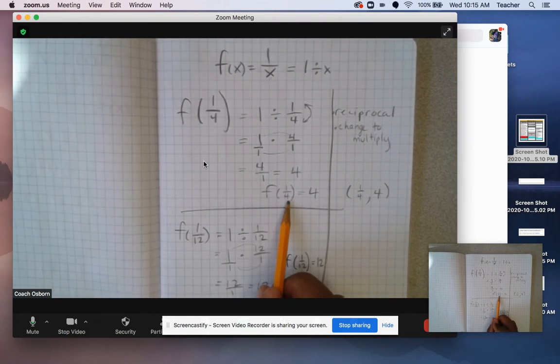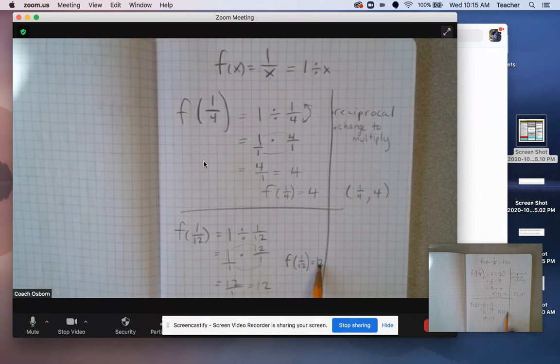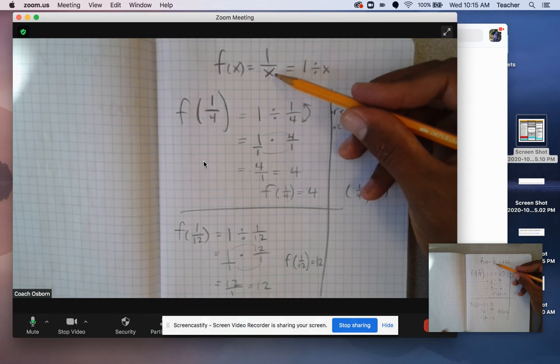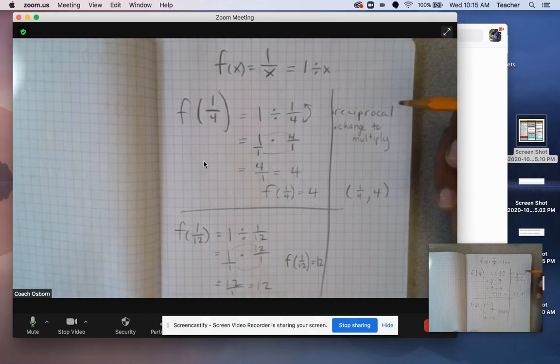Now notice, look at the input here. It was 1 over 4, then it's 4. 1 over 12, then it's 12. So this is called a reciprocal function, because when you plug in an input, it flips it. That's the whole point of that, and that's the name. Okay.